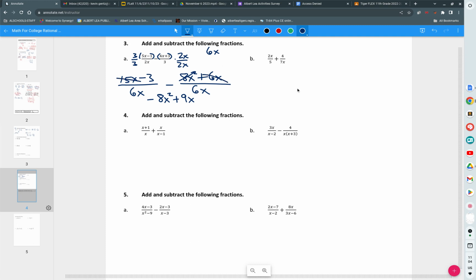And then is it positive 3 or negative 3? Negative. It's a negative 3, and that all sits over 6x. I would like you to try letter B on your own. Try letter B on your own.